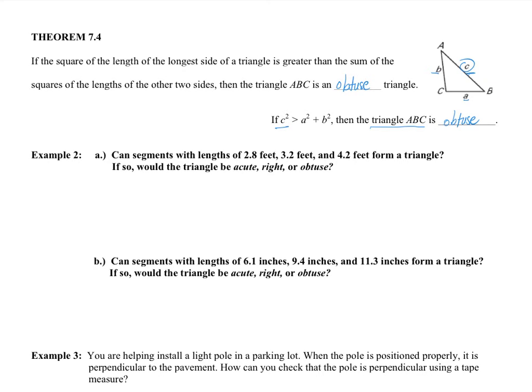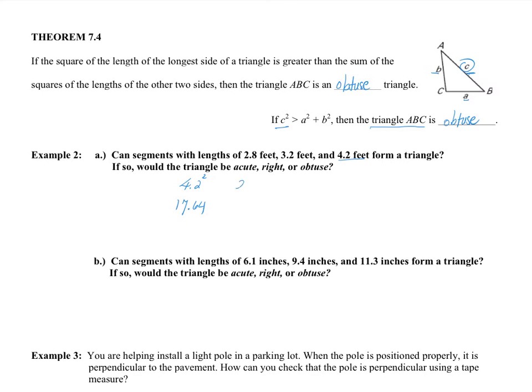Example 2, Part A. Can segments with lengths of 2.8 feet, 3.2 feet, and 4.2 feet form a triangle? If so, would the triangle be acute, right, or obtuse? Well, since the longest side length is 4.2 feet, I'm going to take 4.2 feet. I'm going to square that. And that's going to be 17.64.